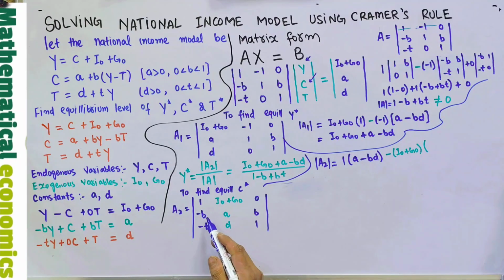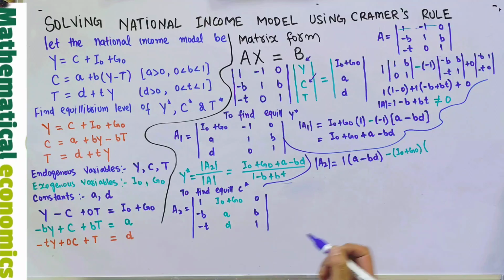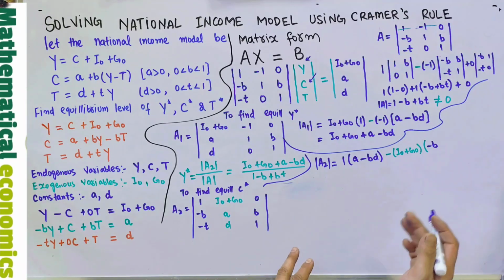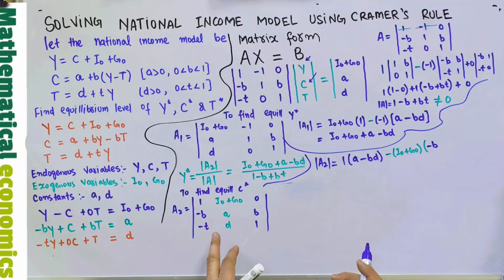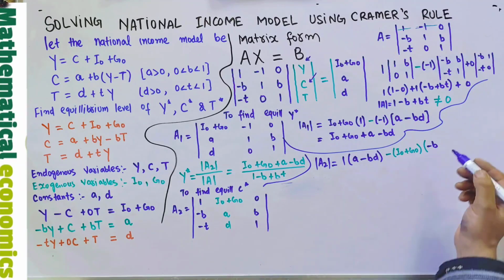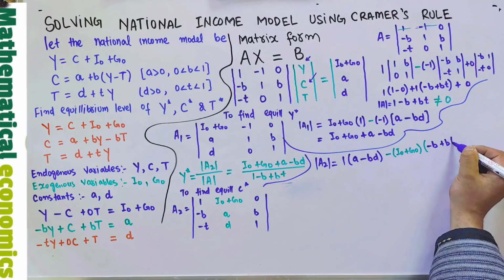What are the remaining elements? We have minus b into 1 is minus b, then we have minus from the formula and minus bt. So minus into minus will be plus, so we will get plus bt here.